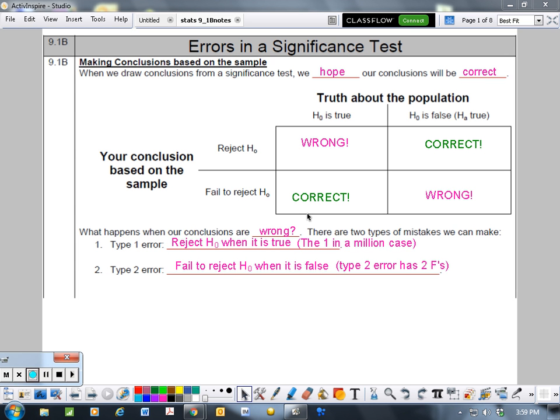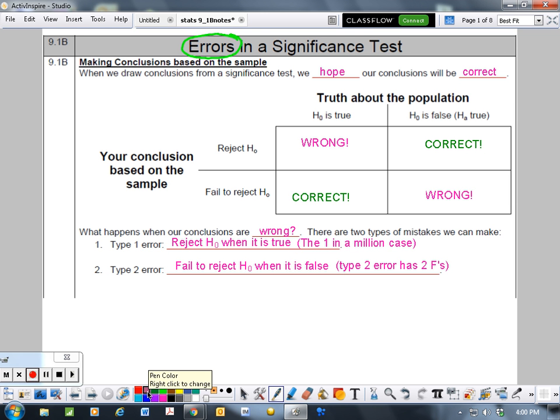Okay, so now we're going to look at what can go wrong in a significance test. When things go wrong, we typically call that an error, and there are two different types of errors that we can have in a significance test. We call them type 1 and type 2. But first, let's talk about how we really hope that things will be correct.